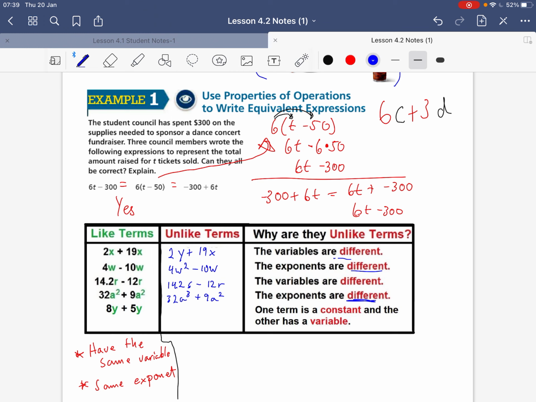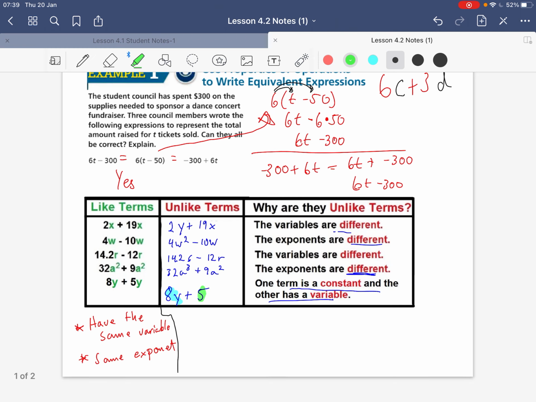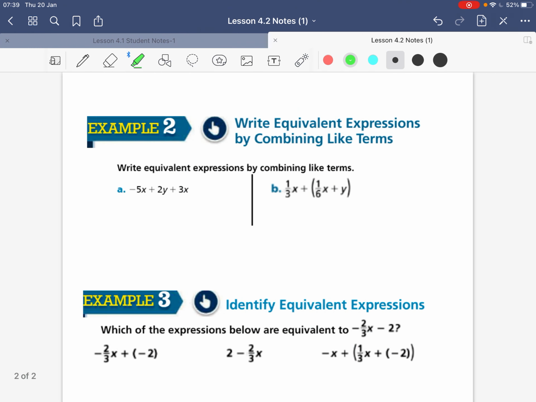And another example, one term is a constant and the other one is a variable. So 8y plus 5, these are unlike terms. We have 8y as a term and 5 as a term, but they are unlike terms. So they don't have the same variable and they don't have the same exponent, one or the other. And we're gonna be doing a lot of practice of these next week, okay? So this might be new for some of you.